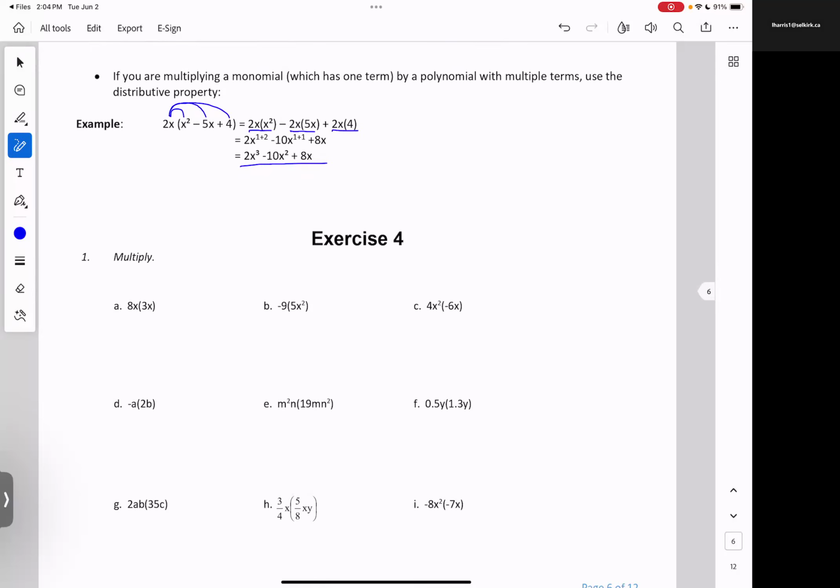Okay, so let's check answers. To multiply these, we're multiplying the numbers together to get 24. And then we've got x to the power of 1 times x to the power of 1, which gives us x to the power of 1 plus 1, or 2. Next one, multiply our numbers together to get negative 45, and then we just have an x squared. And next one, we have 4 times negative 6 gives us negative 24. And then we have x to the power of 2 times x to the power of 1, which gives us x to the power of 2 plus 1, or 3.